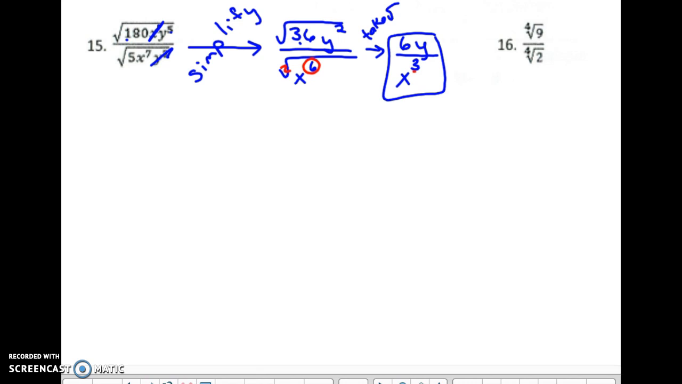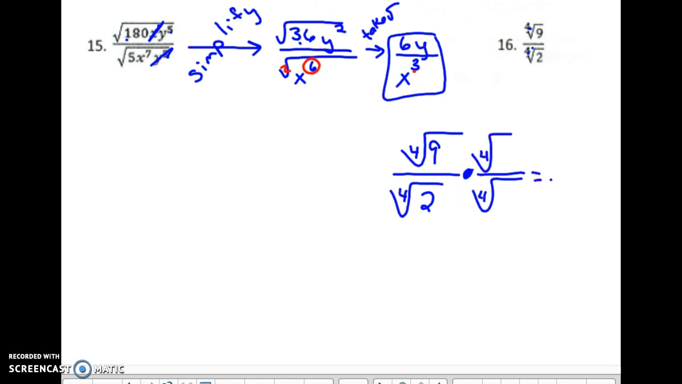Number 16, they're asking us to take the 4th roots. We can do this problem because both are 4th roots, the indexes match. So what I'm going to do with that one is, first of all, write it here so I have a little bit of room to work. I just rewrote it. And I need to multiply it by some 4th root over another 4th root, so that in the bottom we end up with the 4th root of 2 to the 4th. The point is to get the power and the index to match.